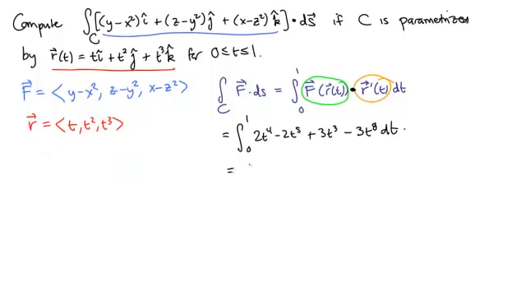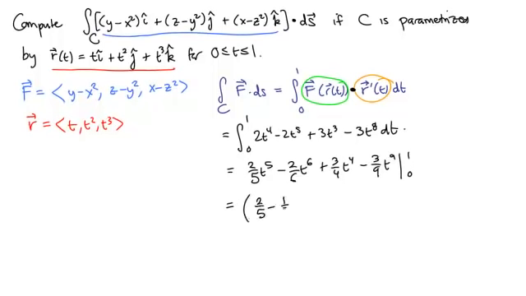Anti-differentiating each piece separately, we're going to get 2/5 t to the 5 minus 2/6 t to the 6th plus 3/4 t to the 4th minus 3/9 t to the 9th, evaluated from 0 to 1. So if we plug in time equals 1, we're going to get 2/5 minus 2/6 plus 3/4 minus 3/9. If we plug in 0, we're just going to get 0.